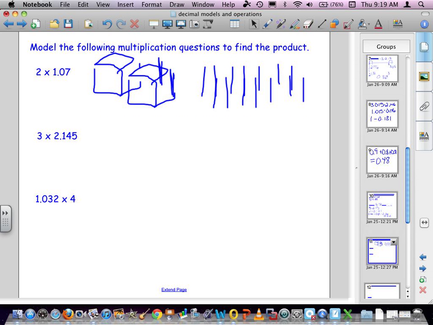Okay, so I've got two sets of 1 and 7/100, which gives me 2 and 14/100. Right? Okay, and you can have kids write these out in parts, so they might do like 3 times 2 is 6 for this one. 3 times 1/10 is 3/10. 3 times 4/100 is what?